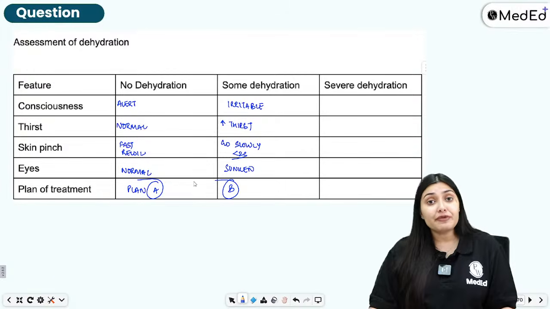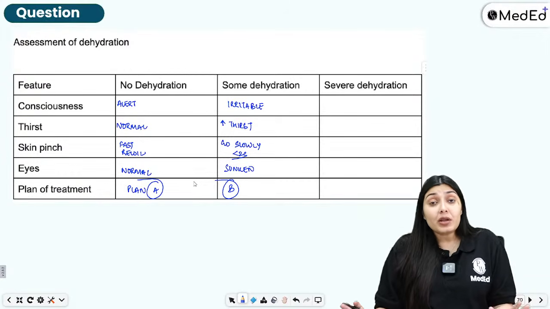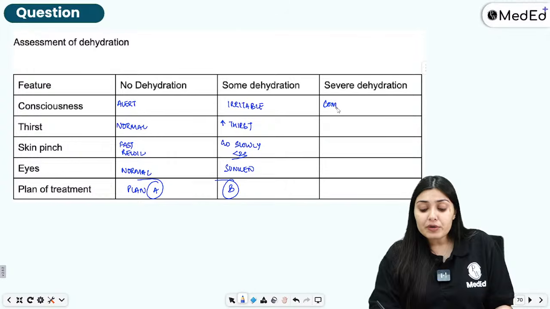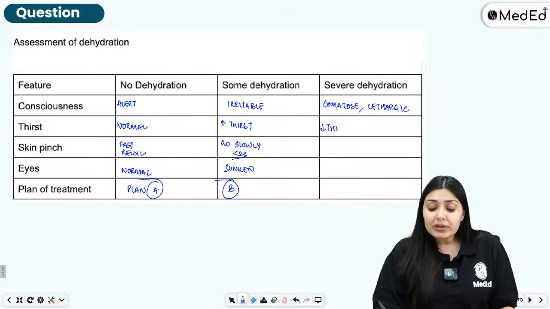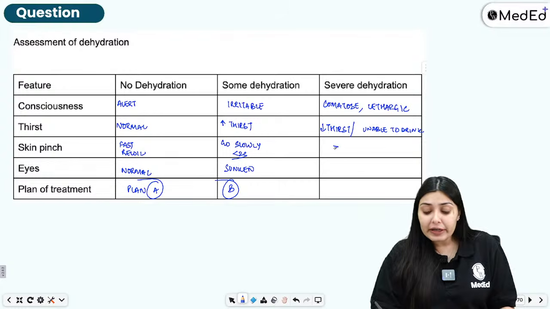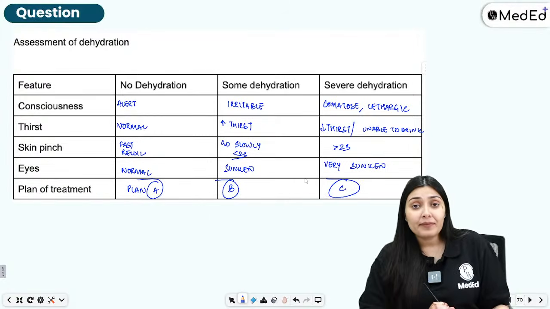Then we have severe dehydration. Now the child is severely dehydrated. So this child would now be very lethargic, comatose, not responding. So if you offer water to this lethargic, comatose child, will he drink? No, he will be unable to drink. So thirst is either decreased or unable to drink. The skin pinch here will be very severely delayed, more than 2 seconds. Eyes will look very, very sunken. Here the plan of treatment that we go for is plan C.